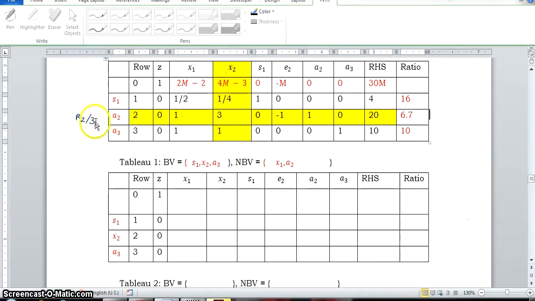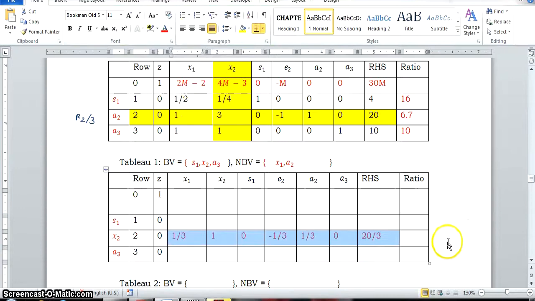Okay, with this ERO, we get a new element for row 2. Now, we can eliminate x2 from row 0, row 1 and row 3. The ERO for row 0 is row 0 minus in bracket 4M minus 3 times R2.